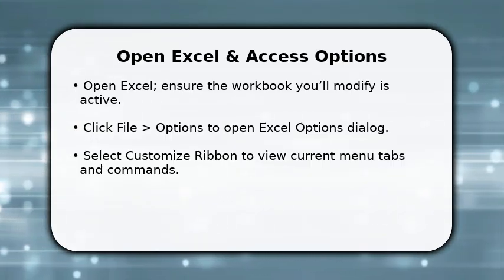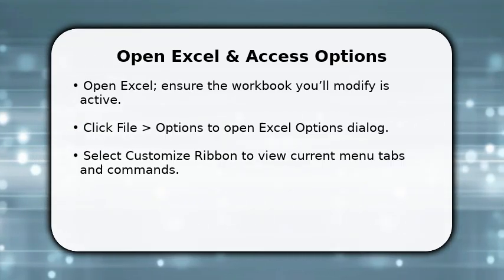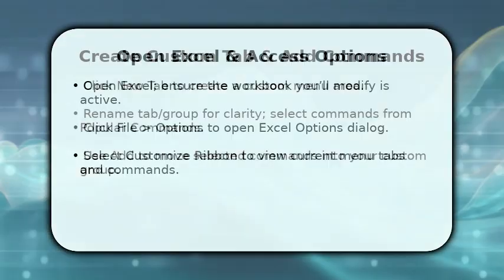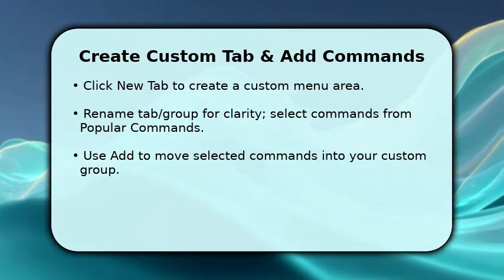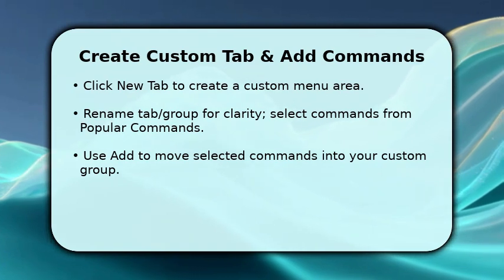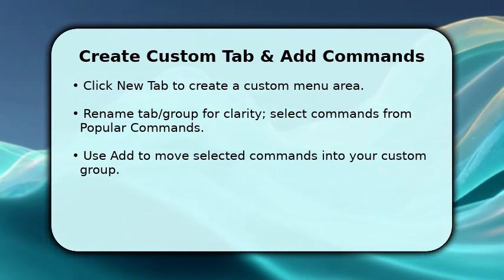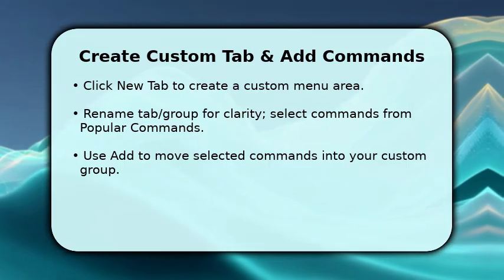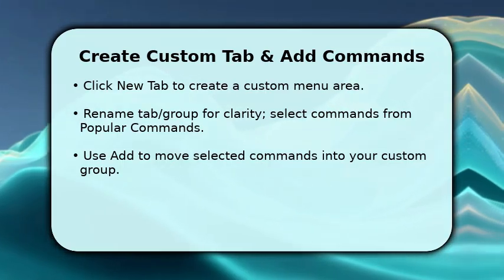The next slide shows how to create a custom tab and add commands step by step. You'll create a functional menu. Click New Tab to add a custom tab and a new group inside it. After that, click Rename to give the tab and group clear names so you can find them quickly.